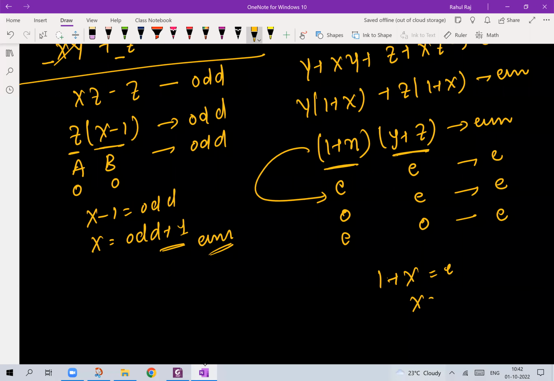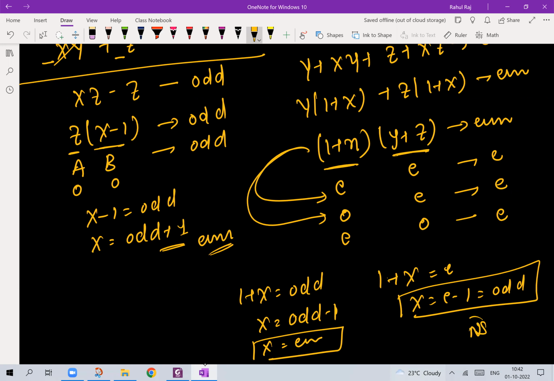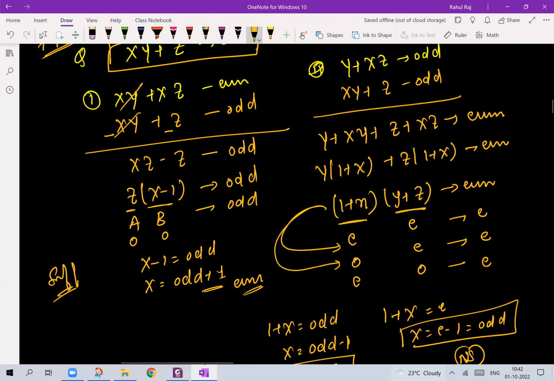If 1 plus x is even, x is what? Even minus 1, that is odd. But 1 plus x can be odd also. If 1 plus x is odd, x is what? Odd minus 1. That is, x is equal to even. So I'm getting that x can be even also, x can be odd also. So I can say this statement is not sufficient. Is there any problem in this concept? Please ask.